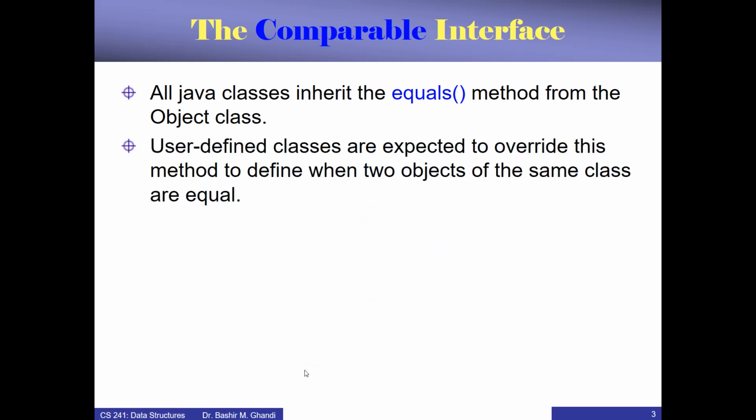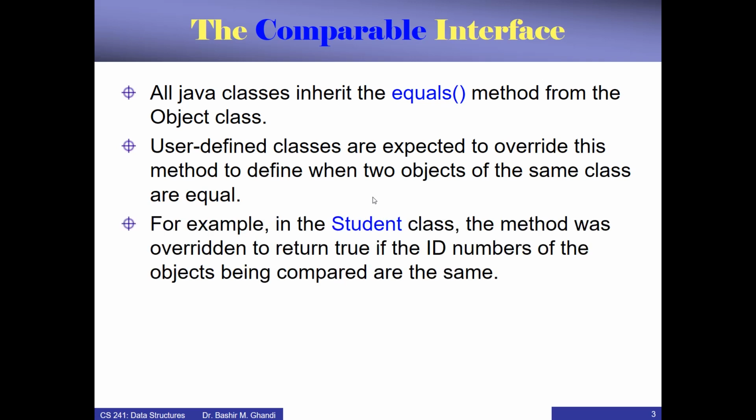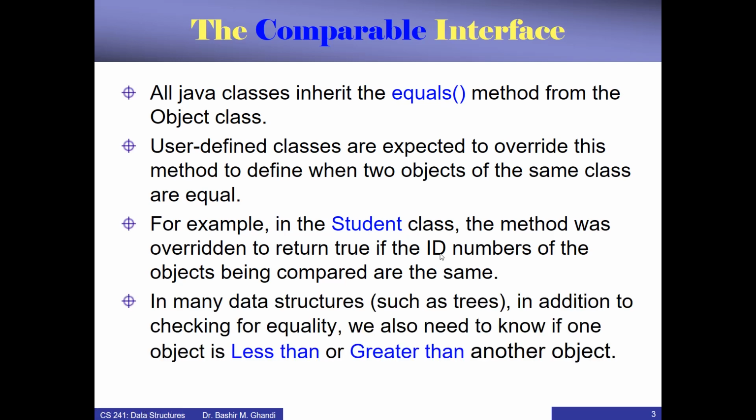It is for this reason that when you write your own Java class, you are always expected to override the equals method, so that you decide when two objects are equal based on your own criteria. We have in fact done this, as you recall, with the Student class in our labs. In the Student class, we made two student objects to be equal as long as they have the same ID number. Now, this is just a background.